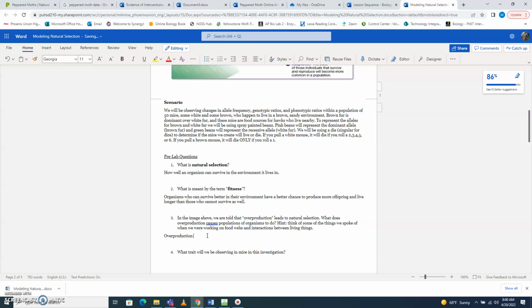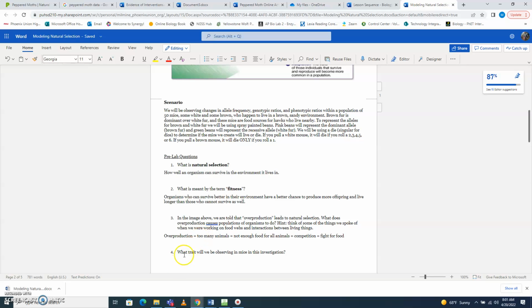Overproduction means that there are too many animals. If there are too many animals, it means that there is not enough food for all animals. And if there's not enough food for all animals, the animals have to go through competition. Competition means that they have to fight for food. So that's what we're looking at with overproduction.